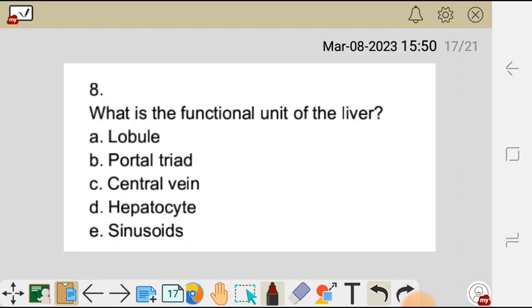Question 8. What is the functional unit of the liver? A, lobule. B, portal triad. C, central vein. D, hepatocyte. And E, sinusoids. As I had already mentioned, the functional unit of the liver is simply a lobule, which is a hexagonal structure of the liver where we find the portal triad and the central vein. The hepatocytes and the sinusoids form what we call a lobule, which is the functional unit of the liver. So the correct answer here is A.